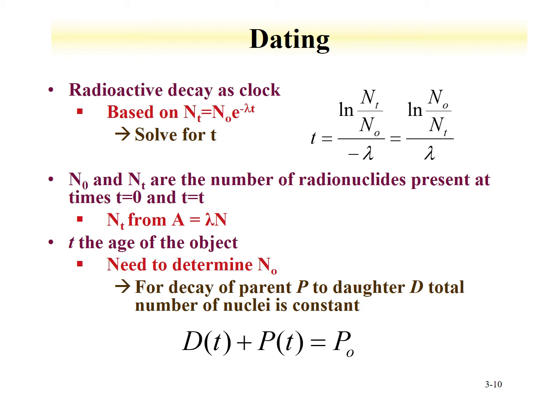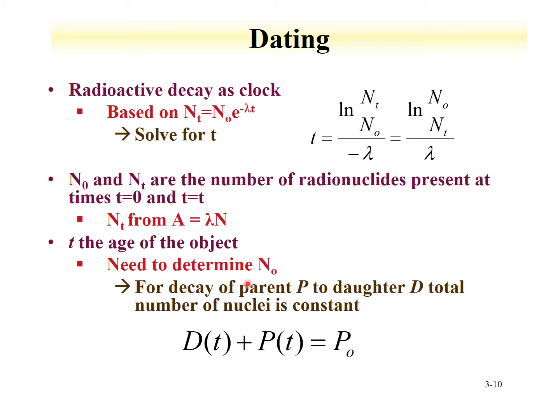Now, this doesn't really seem to help because it implies that I need to be able to perform a measurement of the number of atoms at time 0. I can measure at time t. If I know what isotope is decaying, I've got the decay constant, I just don't know this value. So we need to be able to determine what this time t is.